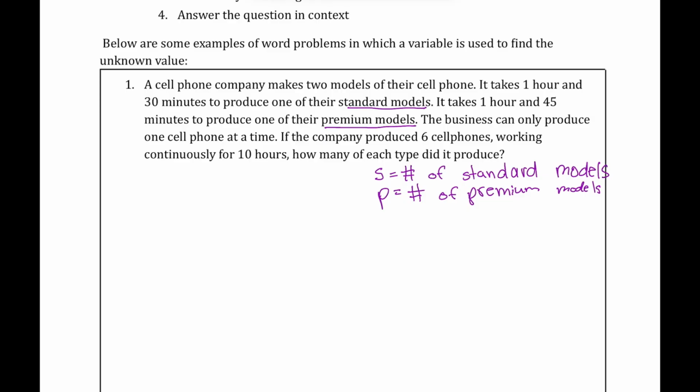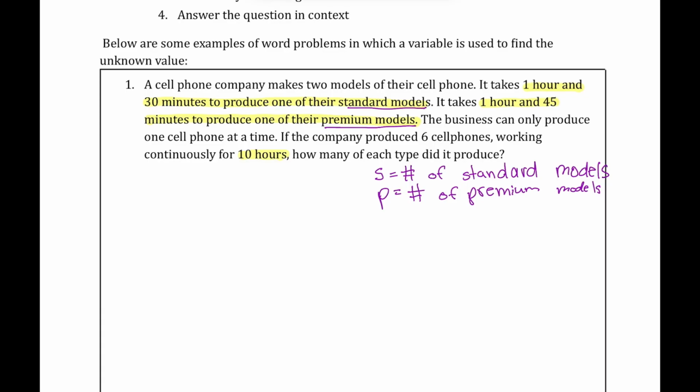All right, so now that we have defined our variables, the next thing we want to do is think about the information that's given, and write two separate equations that are using S and P. The first piece of information that they give us is about the time that it takes. So we're given that it takes 1 hour and 30 minutes for the standard model, and 1 hour and 45 minutes for a premium model. We're also given the total amount of time that they're working, so we're going to use that as well. We're given that they worked for 10 hours creating cell phones.